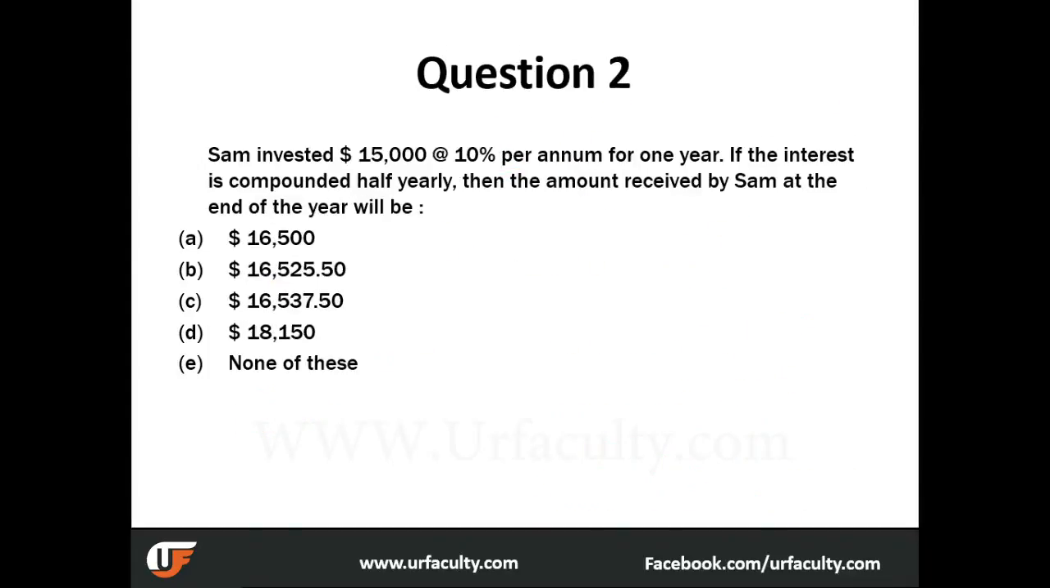Let's move on to the next question. Sam invested 15,000 at 10% per annum for 1 year. The interest is compounded half yearly. Then the amount received by Sam at the end of the year will be.